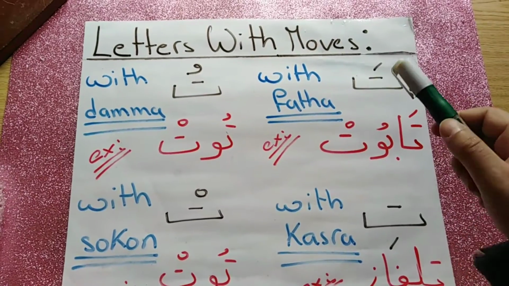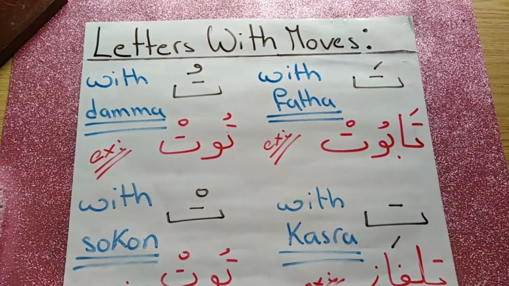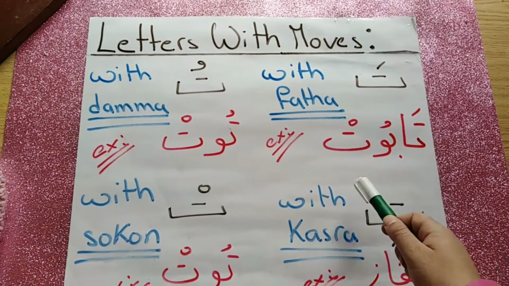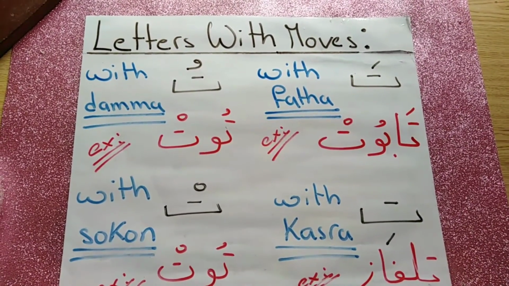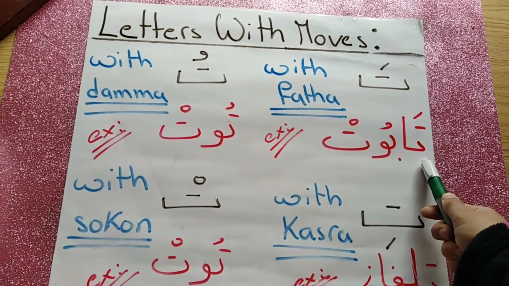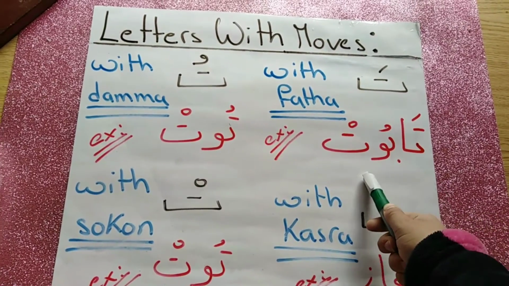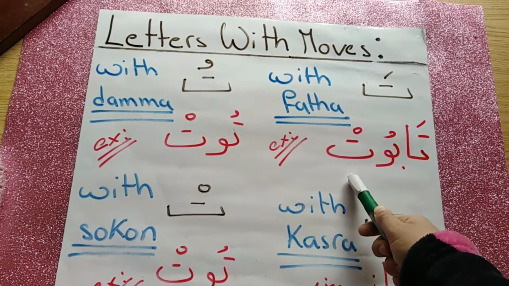Ta with fatha is pronounced as ta. Example, tabut. Tabut means a coffin. Let's listen to ta at the beginning of the word. It was ta. Tabut, which means a coffin.